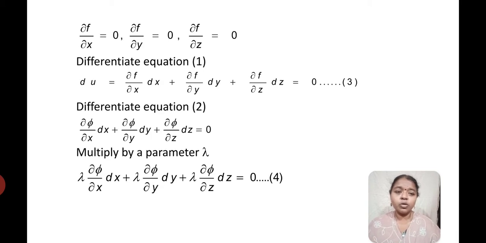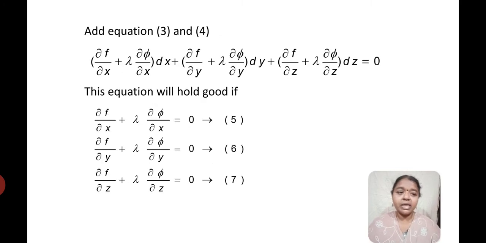When I go back, in equation 3 and equation 4, I have dx, dy and dz common. So I would be taking dx, dy, dz common and regrouping the terms. So it gives me dou f by dou x plus lambda into dou phi by dou x into dx plus dy into dou f by dou y plus lambda into dou phi by dou y plus dz into dou f by dou z plus lambda into dou phi by dou z is equal to 0. This equation will hold good if individually they become 0.